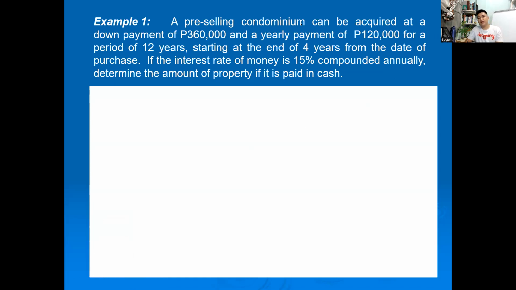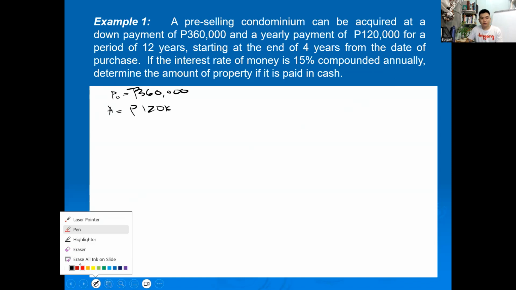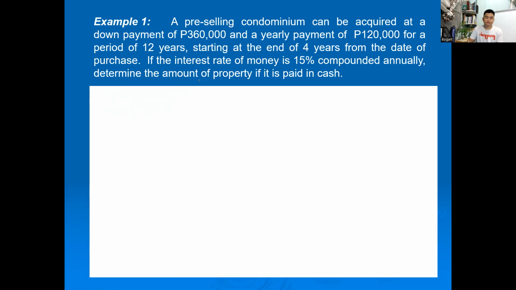Okay. So, pre-selling condominium can be acquired at a down payment of 360,000. So, ngayon pa lang may idea ka na. Down payment, malamang sa malamang P0 yan. Kasi, yun yung hinulog niya agad eh. Tama ba? Okay, and a yearly payment of 120,000. Iano na natin, class. I-buuin ko na agad, gawin ko na agad na cash flow diagram. Okay, para mas madali natin maintindihan.